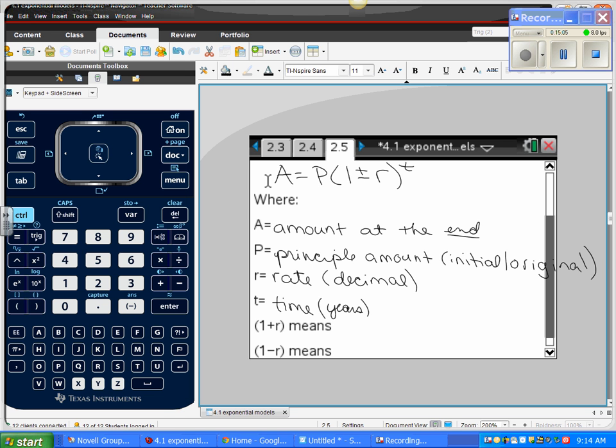1 plus r. What does that usually do for us? Bigger or smaller? Bigger. So we call that a word that starts with an A. Appreciation. Another word, growth.